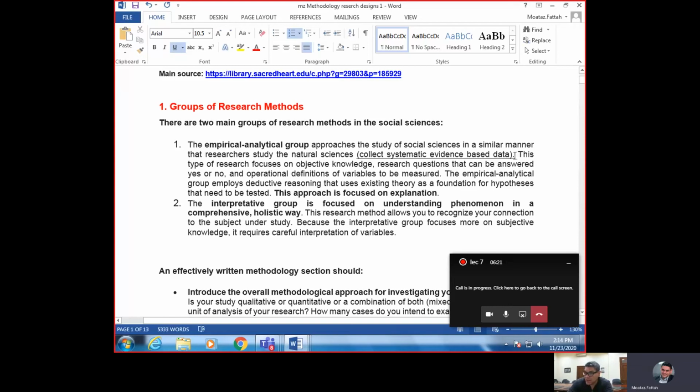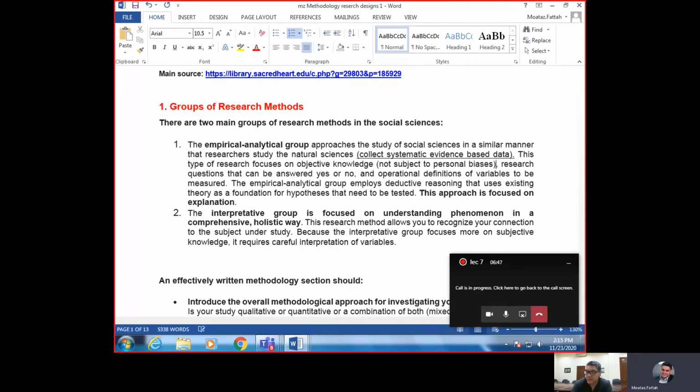Okay, so this type of research focuses on objective knowledge. What do you mean by objective knowledge? That is not subject to personal biases, okay?